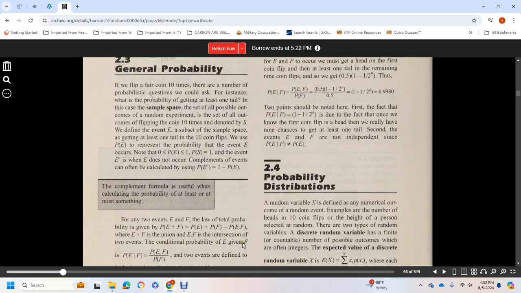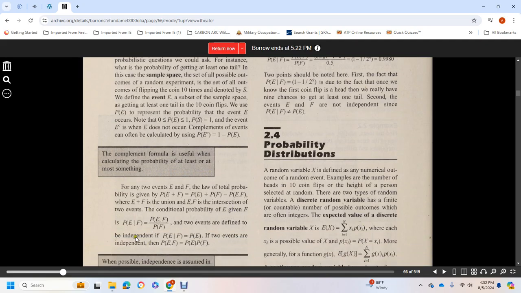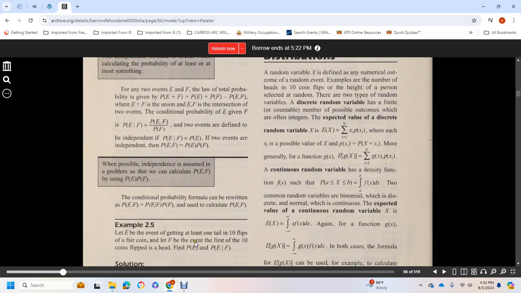Conditional probability of E given F is the probability of E and F over the probability of F. Two events are defined to be independent if the probability of E given F is equal to the probability of E. If the two events are independent, the probability of E and F is equal to the probability of E times the probability of F.